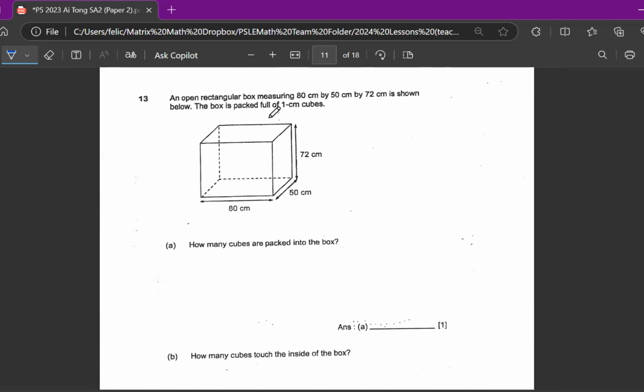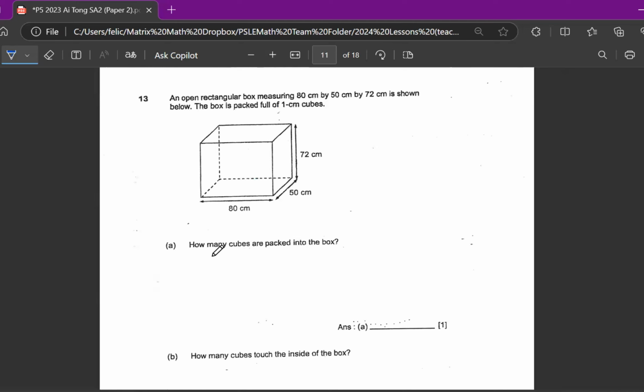Okay, the box is packed full of 1 cm cubes. They don't show it here, but just imagine that if I pack tiny 1 cm cubes into the box, I want to pack it fully. Part A, how many cubes are packed into the box?